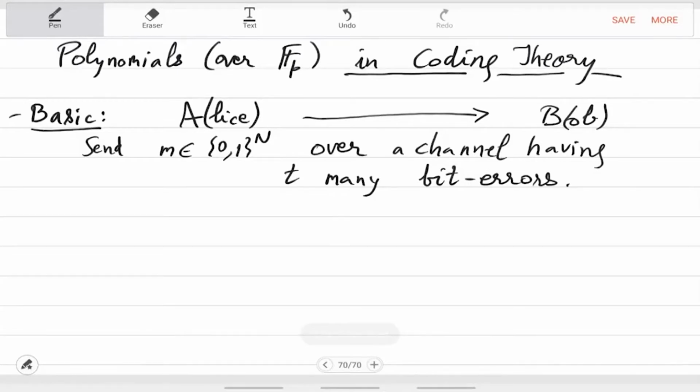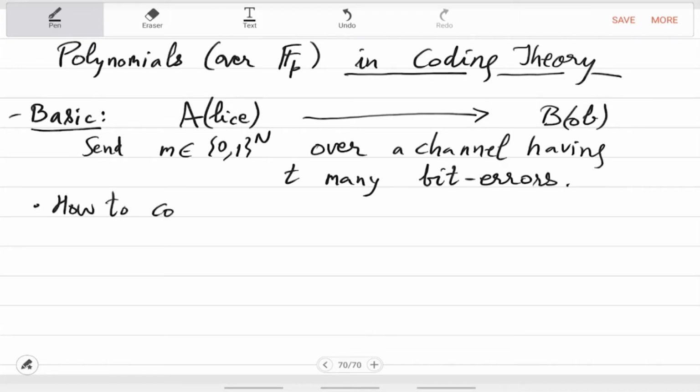So for 1 bit error, you have to send 3n, and for t bit error, you have to send 2t plus 1 for every bit. So this is really multiplicative, and if the errors are dense, then it actually becomes quadratic growth. So to send n bits, Alice essentially has to send n square. Right, so that is the brute force solution.